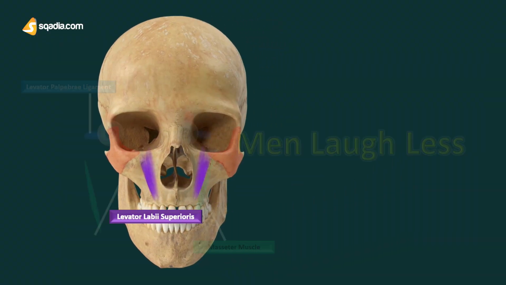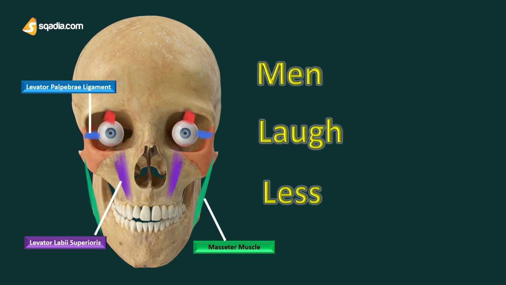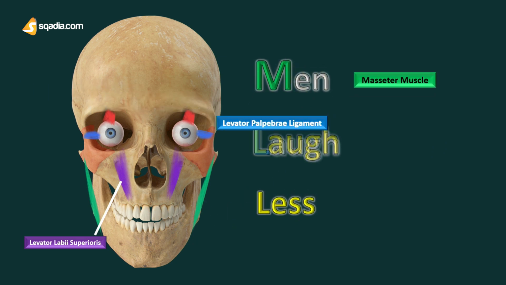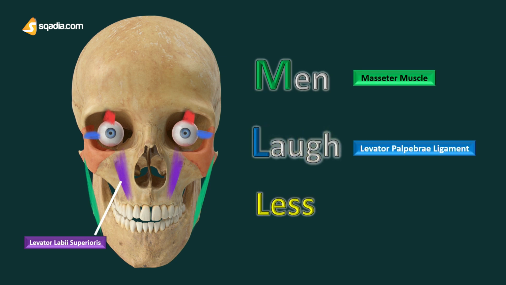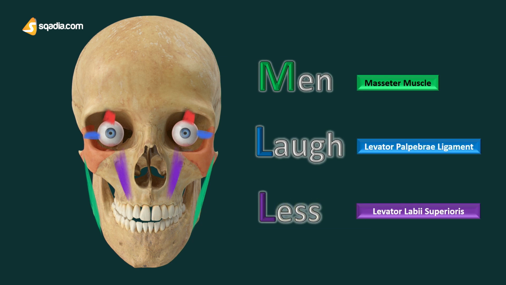To remember these 3 muscles, we can use a mnemonic. So the mnemonic is "men laugh less," where M stands for masseter muscle, L stands for levator palpebral ligament, and L stands for levator labii superioris.